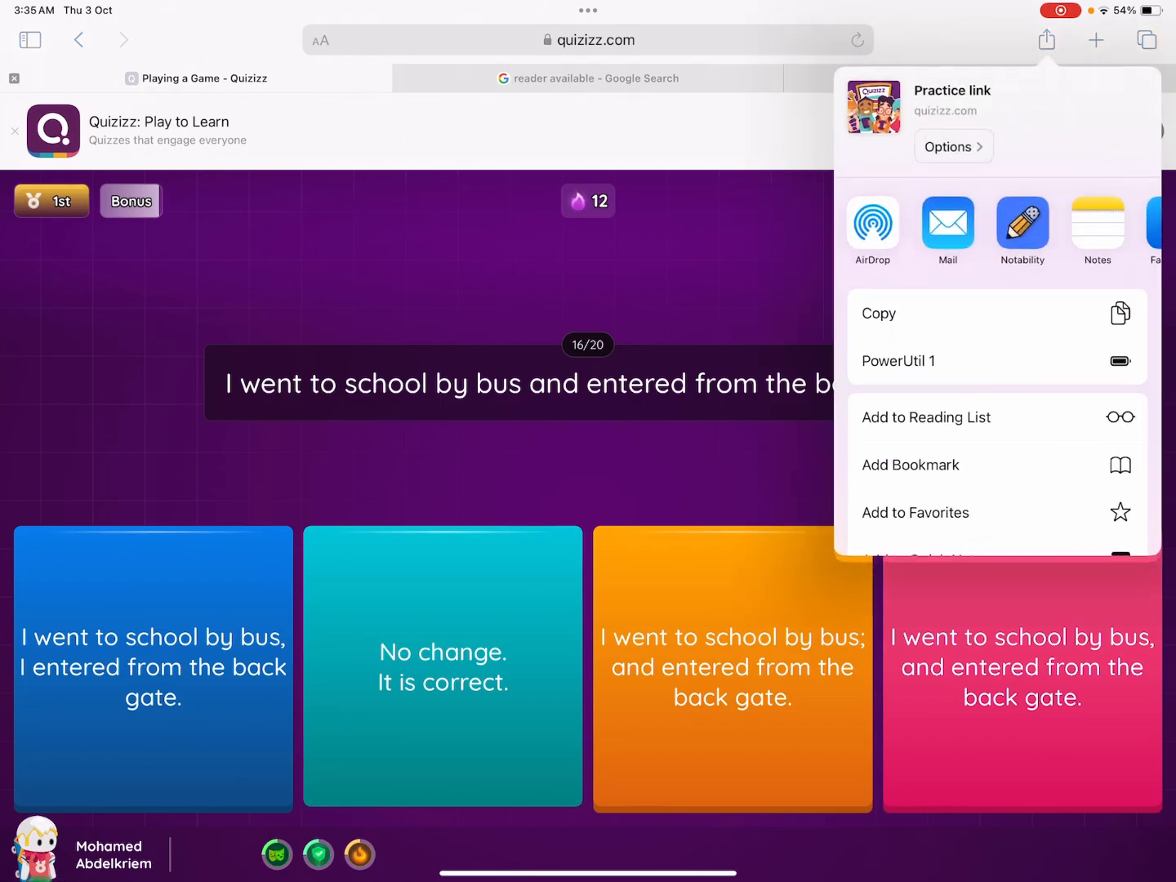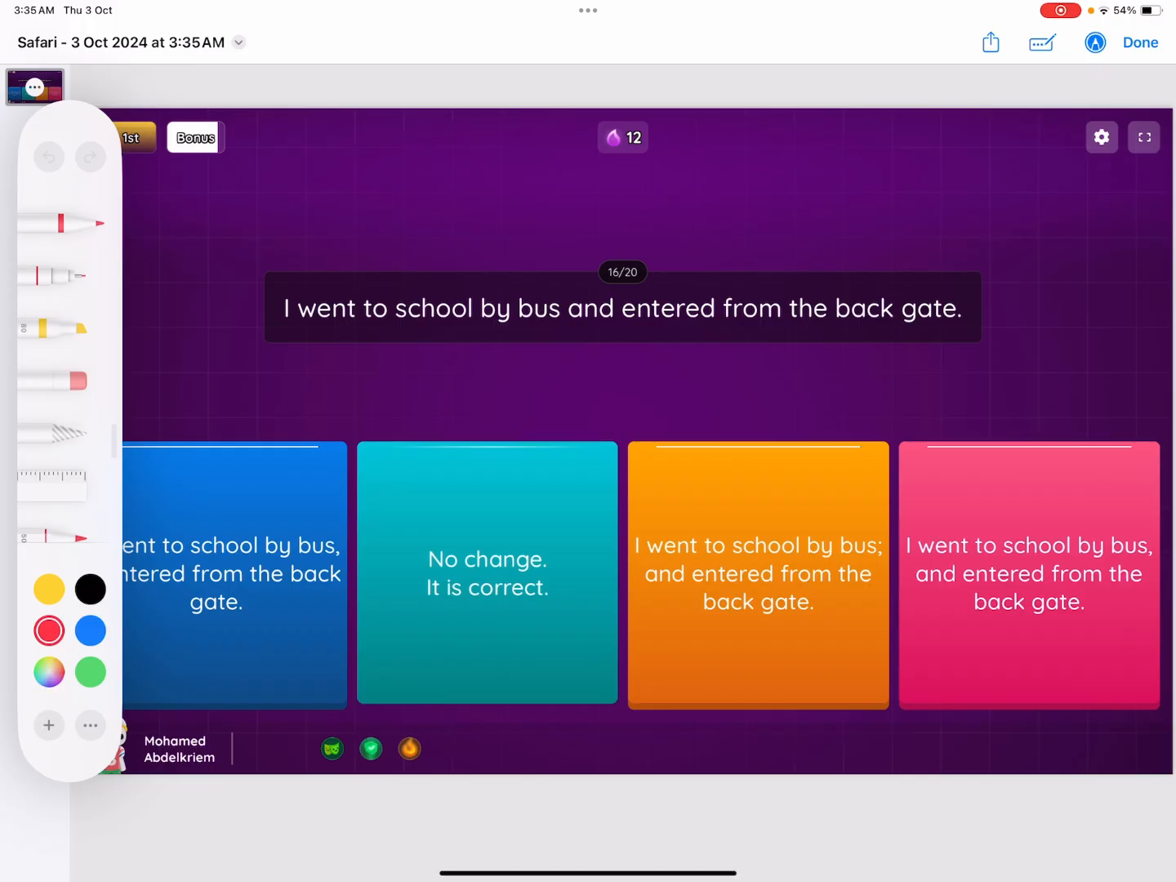Number 16. I went to school by bus and entered from the back gate. Let's analyze the sentence. Here I have a subject and then a verb and then I have and. One might tell me, mister, there is a missing comma here because this is a compound sentence. I have a fanboy in the middle and it joins two independent clauses. No. And here is not joining two independent clauses because and here is joining two verbs, that you entered and you went. So I do not need any commas here because and is joining two verbs. If and is joining two independent clauses, I would have used a comma here.